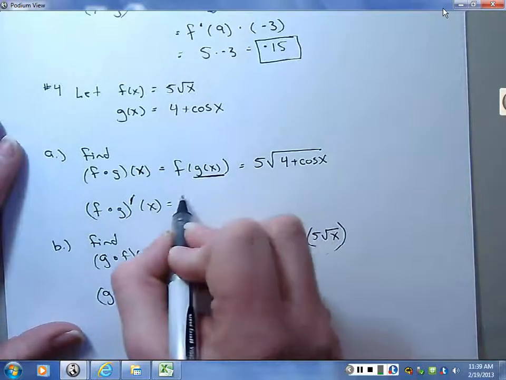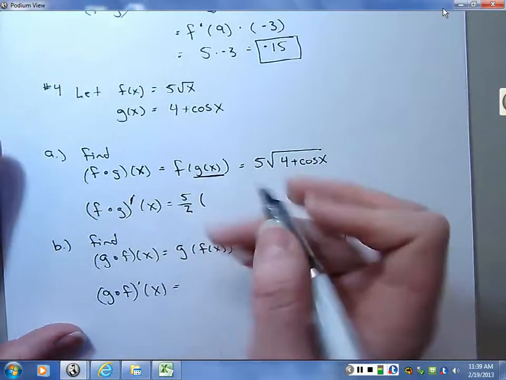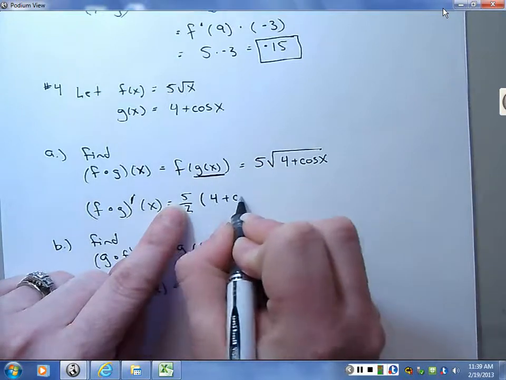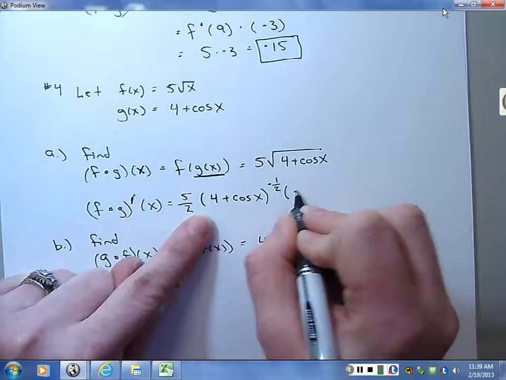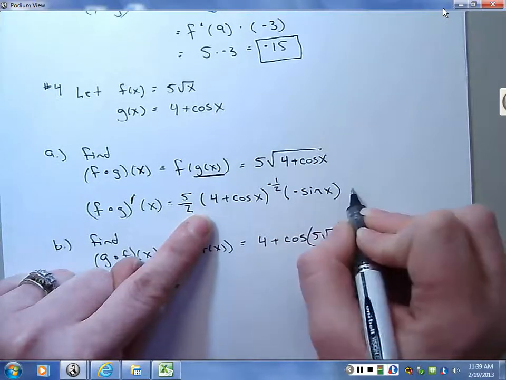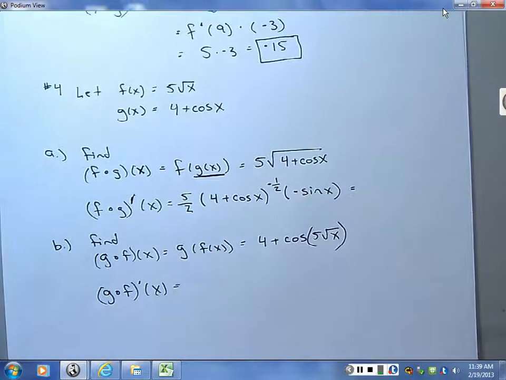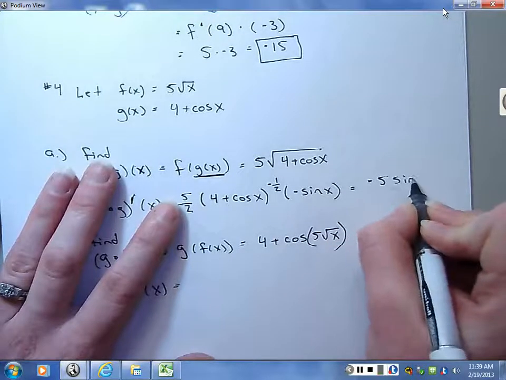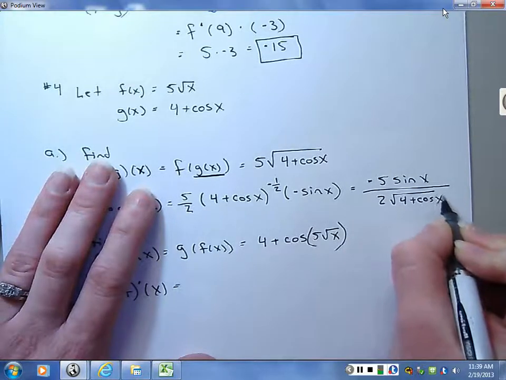Good, 5 over 2. Well, we're not done. Times 4 plus cosine of x to the minus 1/2, times minus sine of x. Generally, I would pull out this negative out front so I don't get confused with it being times a negative versus subtracting a sine of x. So I'd write that potentially as minus 5 sine of x over 2 the square root of 4 plus cosine of x.